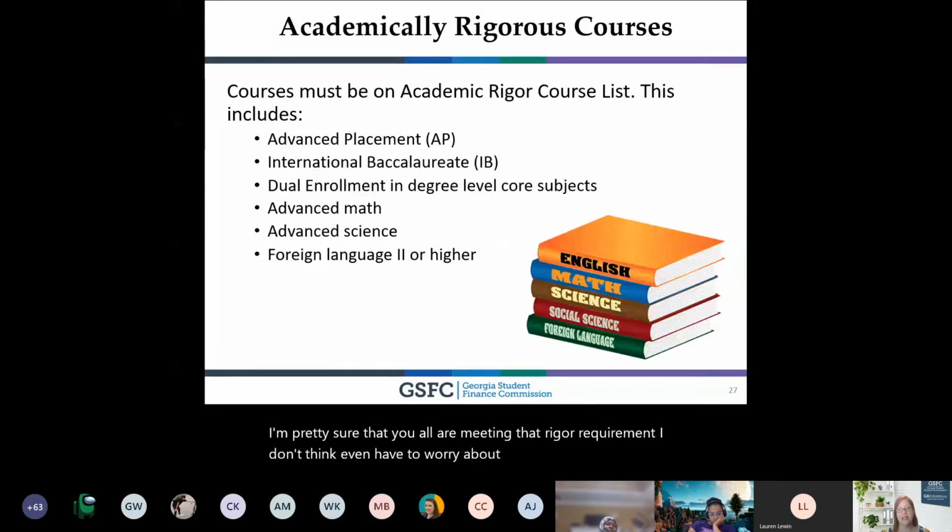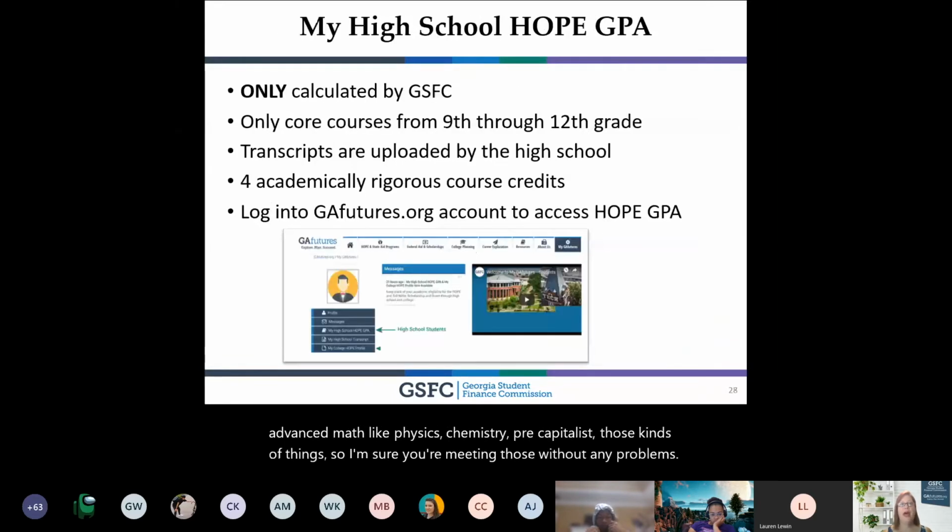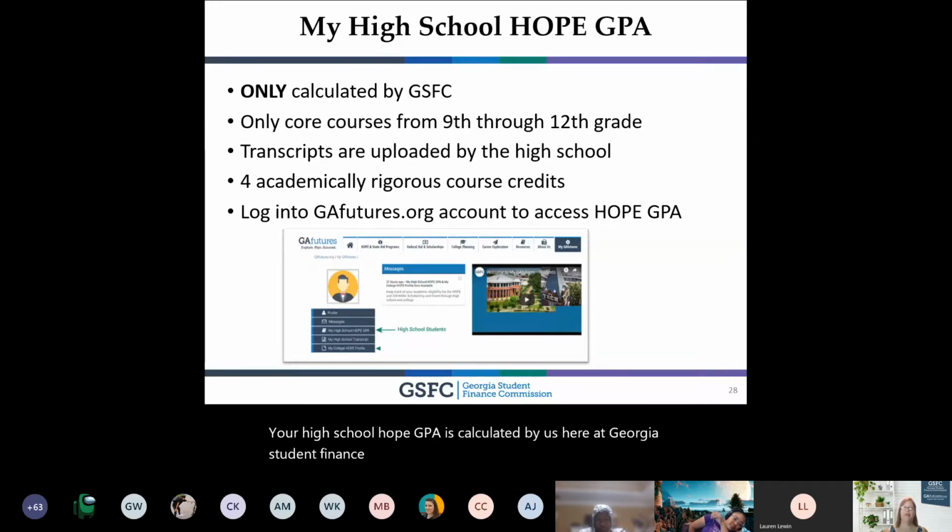But it is advanced placement courses, IB courses, any dual enrollment courses, advanced maths and sciences like physics, chemistry, pre-calculus, those kinds of things. So I'm sure you're meeting those without any problems. Your high school HOPE GPA is calculated by us here at Georgia Student Finance Commission. We calculate from the 9th grade to the 12th grade.